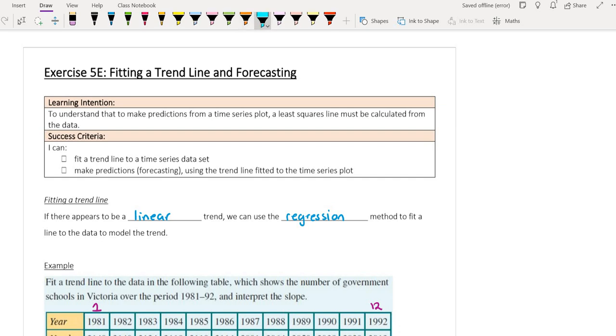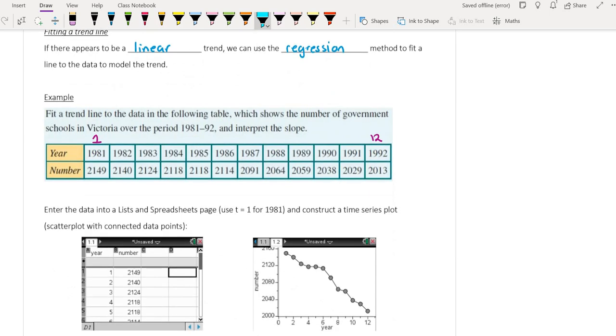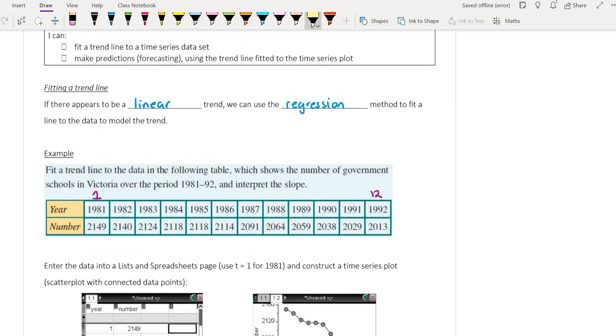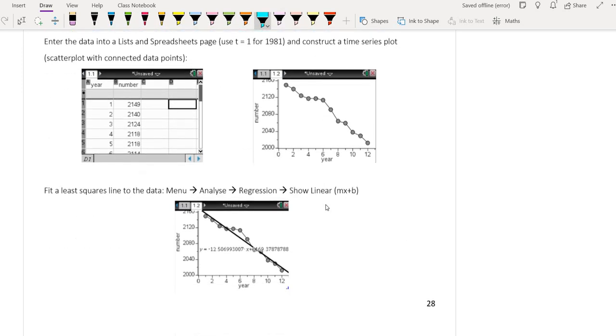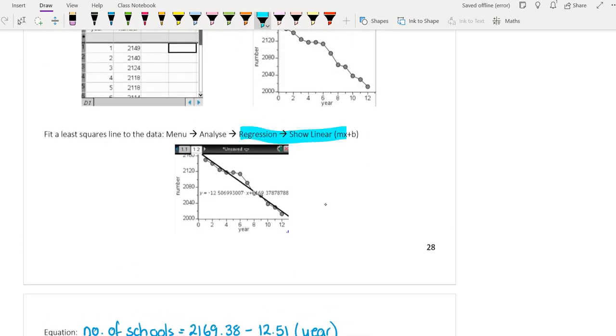Alright, in this lesson we're looking at forecasting, aka predicting the future or the past using a trend line. So this we can do and we have done before. If we have a linear trend in our data, we can use the regression line to make predictions. So this data, for example, is number of schools in Victoria for the years. And simply we just go into our CAS, put them in our CAS, we can find a time series plot, and just fitting a regression line will give us an equation that we can use to make predictions.